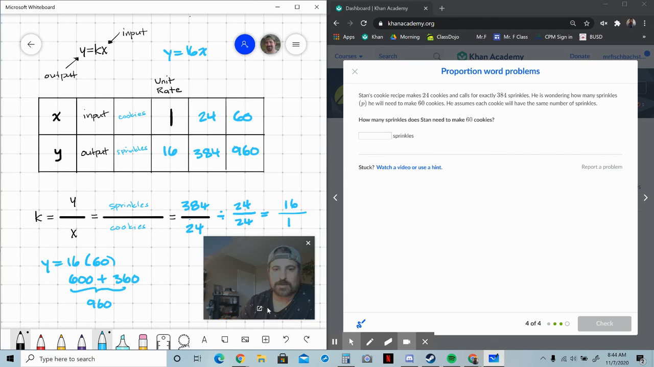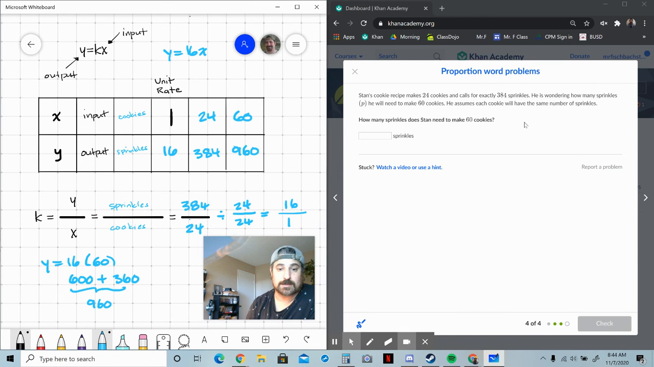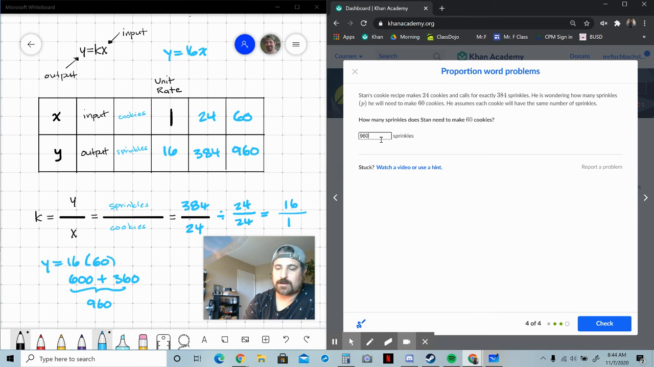So you could check it before we put it in so we don't get that error message again. So 384 divided by 24 is 16, which should be the same exact value as 960 divided by 60, 16. Bada bing, bada boom, our constant stayed constant. We're good to go. So now we can put our answer in confidently without making any silly mistakes like I made on the first problem.